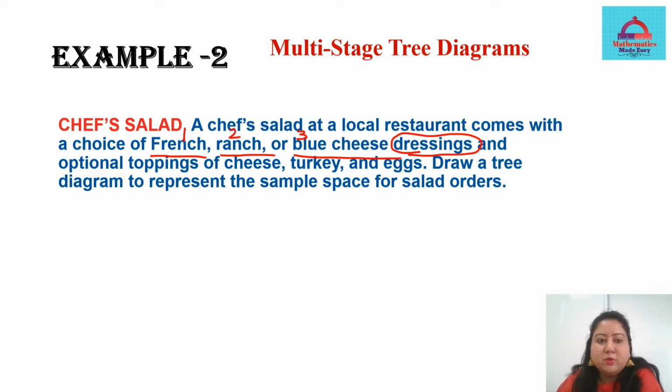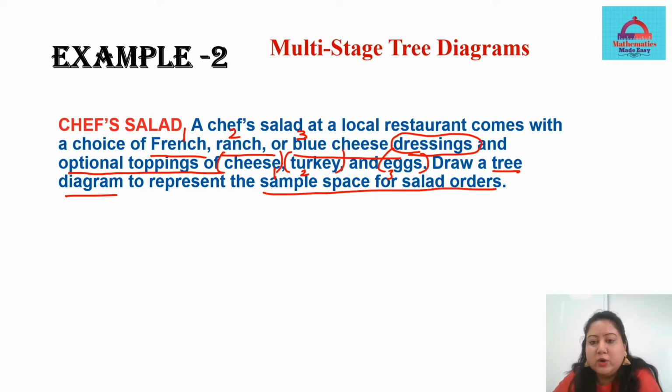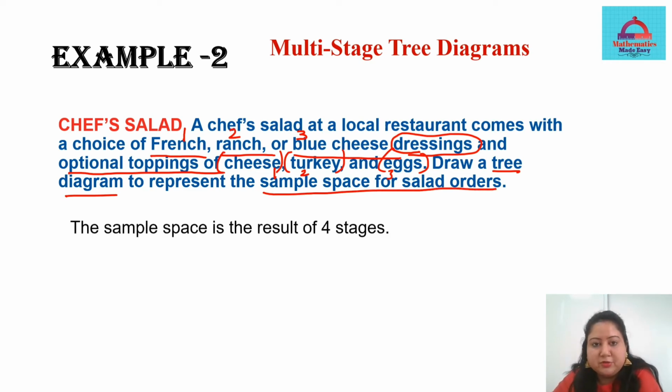And then there are some optional toppings. What are these optional toppings? Let's see. One is cheese, one is turkey, and one is eggs. So you can have these 3 optional toppings. What you need to do is draw the tree diagram here, and then represent the sample space of what possible salad orders there can be. So first of all, we will look at the number of stages that are possible.